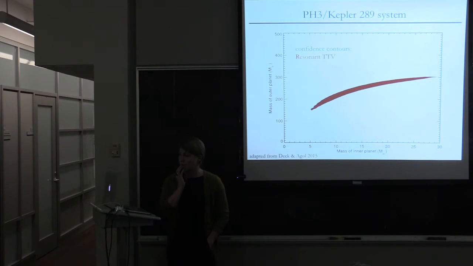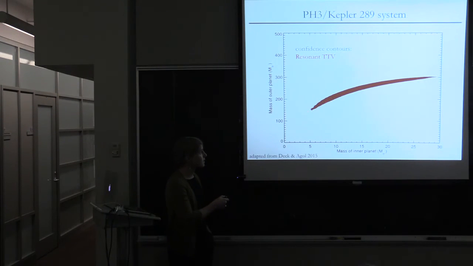So here are some results showing how this works for the Planet Hunters 3 system. That was the one I showed you before. This is the mass of the outer planet in that system and the mass of the inner planet. And these are the results of fits to the data using different models. First, this is the confidence contour we get, our uncertainty levels associated with the two masses, when we only fit that large amplitude sinusoid associated with the near resonance.